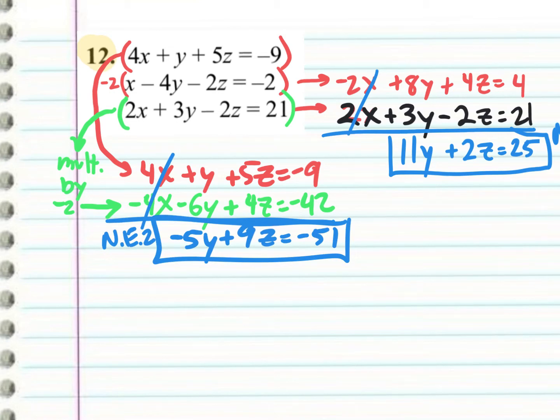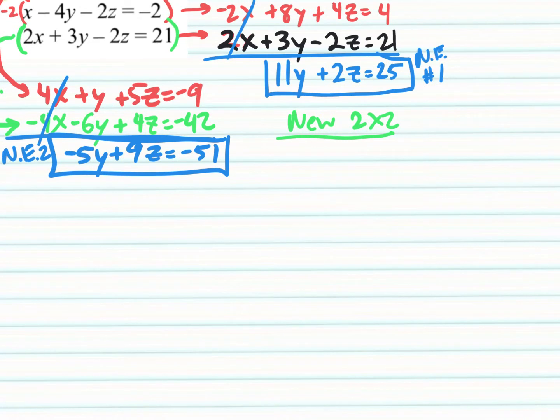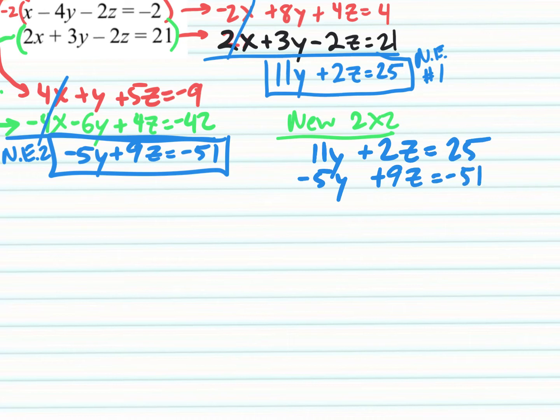So that was step 1 up here, new equation 1. Step 2, new equation number 2. And step 3, create your new 2x2 system. So here is my new 2x2 system. And that's simply putting both of those new equations together as a 2x2 system. So we have 11y plus 2z equals 25. We have negative 5y plus 9z equals negative 51. All I did was take this equation and this equation and put them together as one 2x2 system.